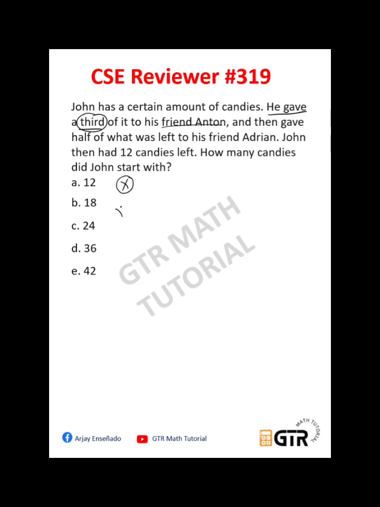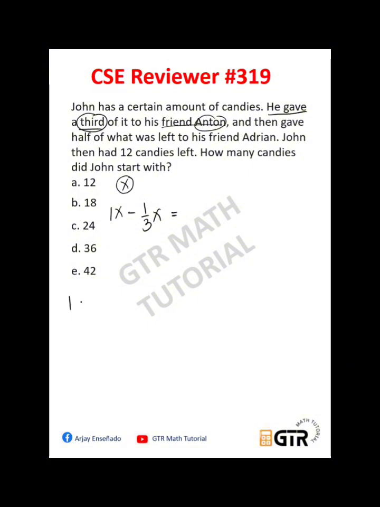So we will subtract a third of this. So X minus one third X. This will be the remaining after John gave candies to his friend Anton. Okay, so X minus one third X. There is an invisible 1 here. So 1x minus one third x.